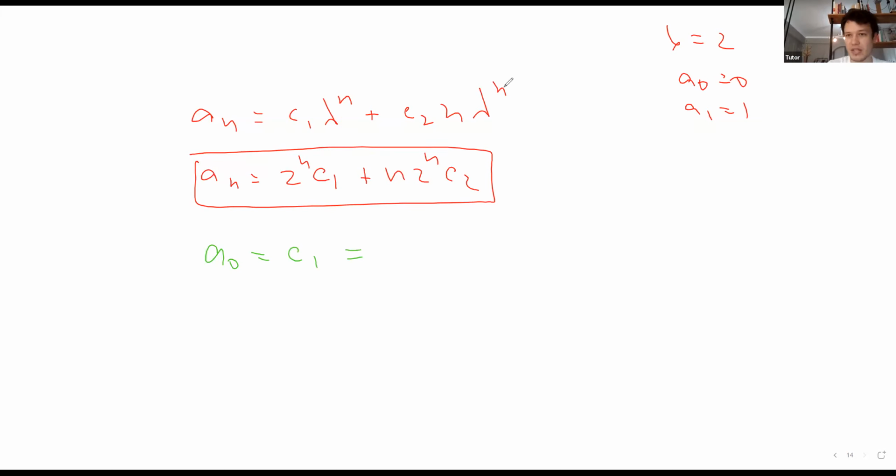But A equals 0, A0 is just 0. Okay, so C1 is equal to 0. So it just means that this term disappears. So basically now an is going to be equal to that.